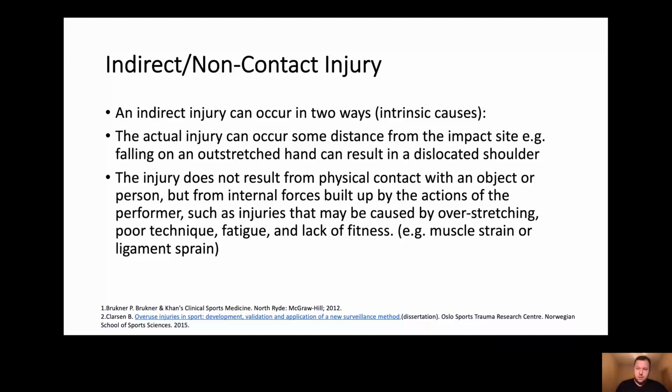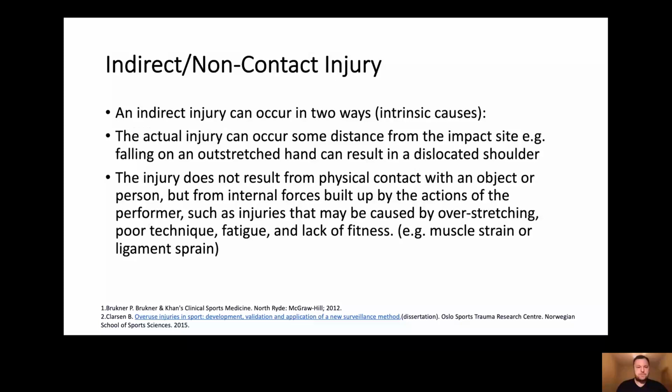So the causes of these injuries can be poor technique, fatigue, lack of fitness, for example, muscle strain or ligament sprain, and so on. So in most cases, we're supposed to analyze what has happened and just find out the weak link in the body which is causing these things.